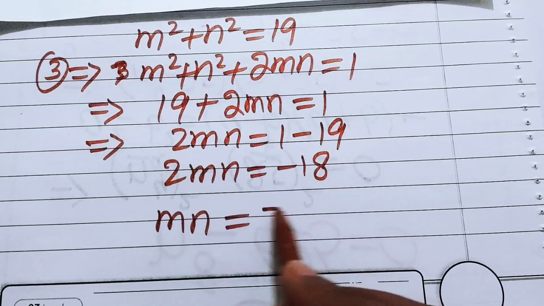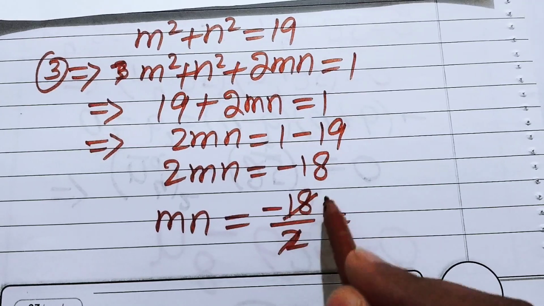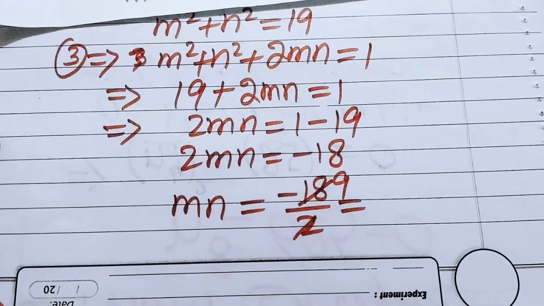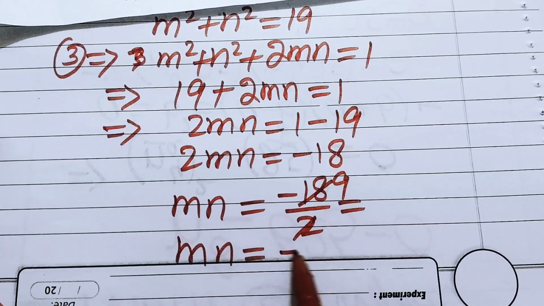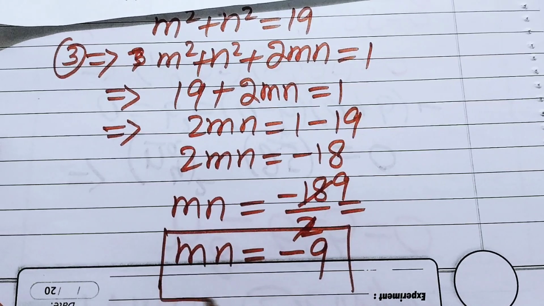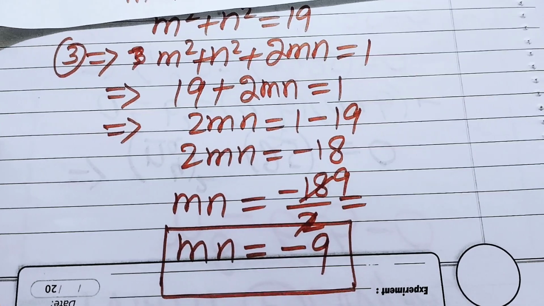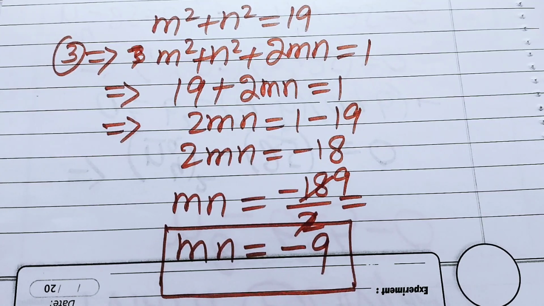In the next step we move this 2 to the right hand side, and we get m times of n equals to minus 18 over 2. Here we cancel: 2 nines are 18, and we get m times of n equals to minus 9. So this is the value of m times of n, and this is our final answer, because in this question we need to find the value of m times of n.